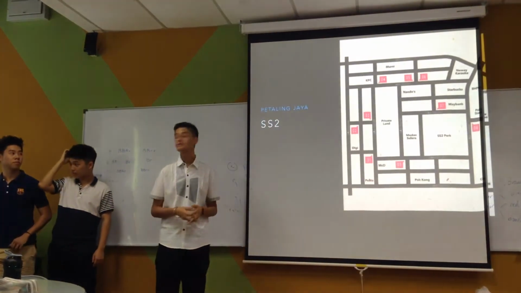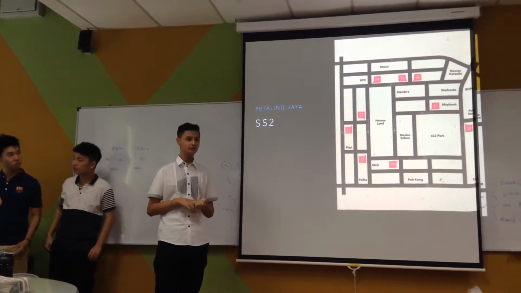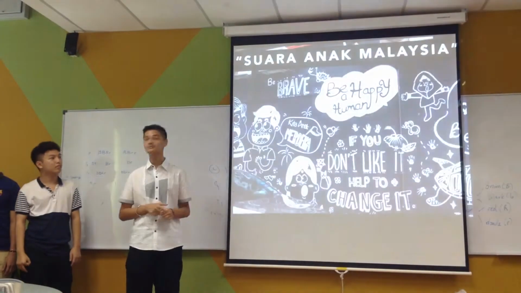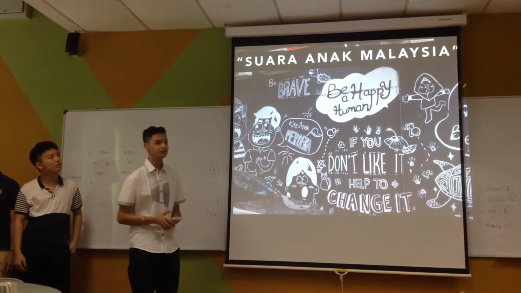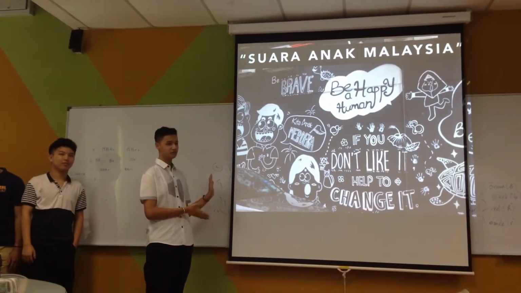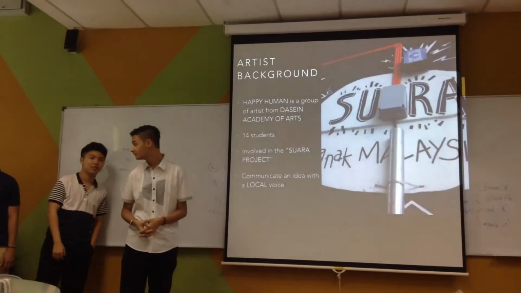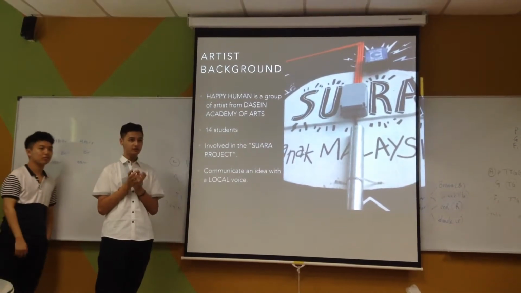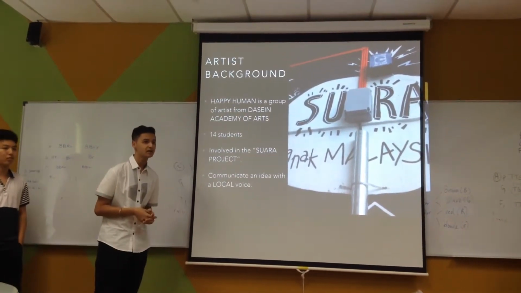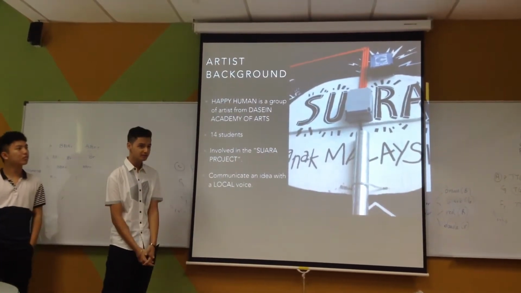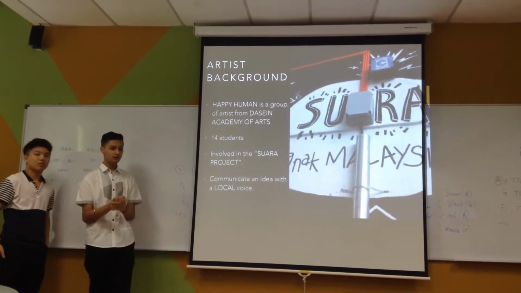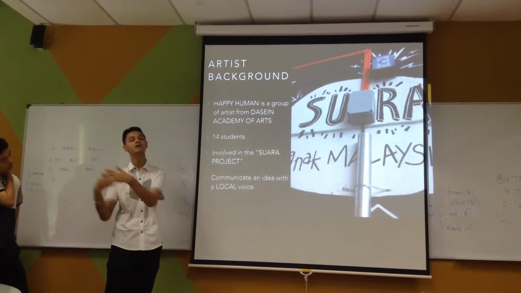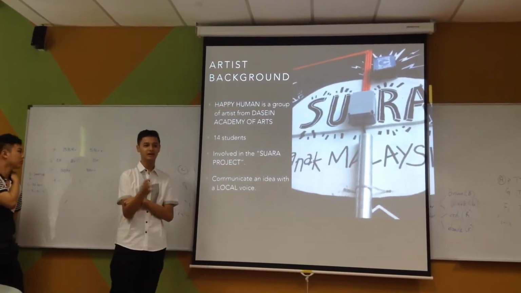The next slide. For our first two murals that we're going to be covering, they are in SS2 in Petaling Jaya. Our mural one is called Suara Anak Malaysia. That's a picture of what the mural looks like. The artist background: the artist is a group of 14 students called the Happy Human Organization, from the Dacian Academy of Arts. This is involved in the Suara project, to communicate an idea of local people with local voices and local opinions. So, Suara Anak Malaysia.